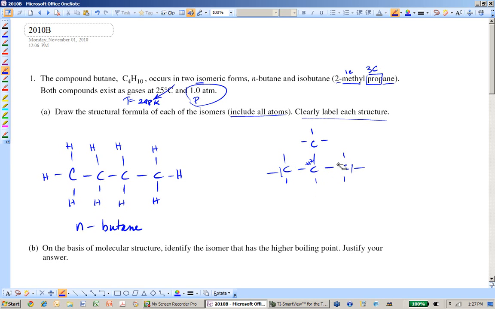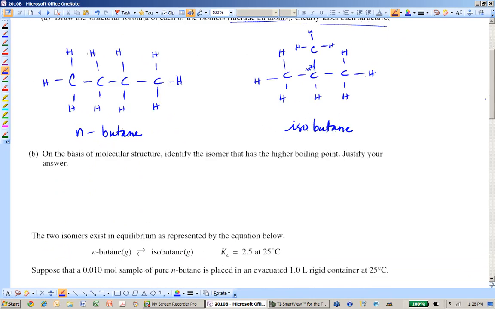All right, so let me clean up my drawing just a little bit. That was pretty good erasing on my part. All right, so every carbon has 4 bonds. So 1, 2, 3, 4, 5, 6, 7, 8, 9, 10. And so this is my isobutane. Not improper if you named it 2-methylpropane.